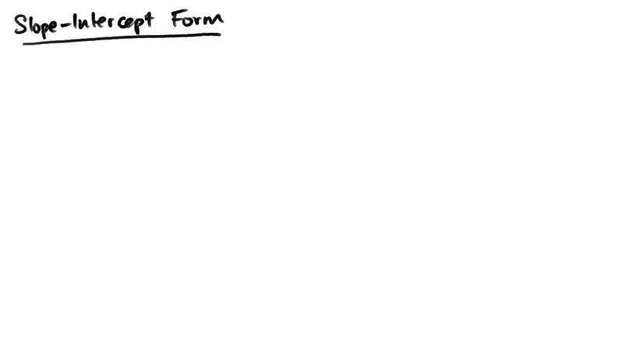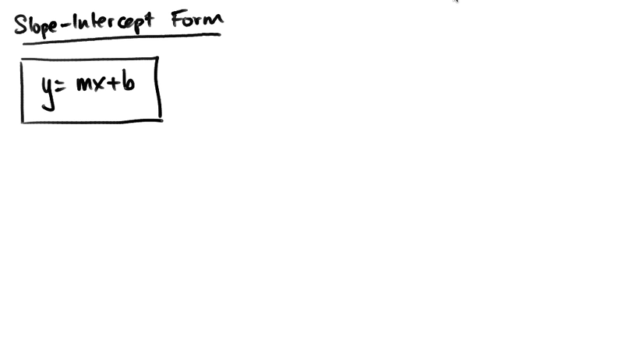Okay, slope-intercept form. I've actually been hiding something from you. We've taken a look at an equation that looks like this before. However, I have to admit I didn't tell the whole truth about it. This is linear. It will graph a straight line, but I didn't actually tell you that this is the slope, whatever number comes in front of the x.